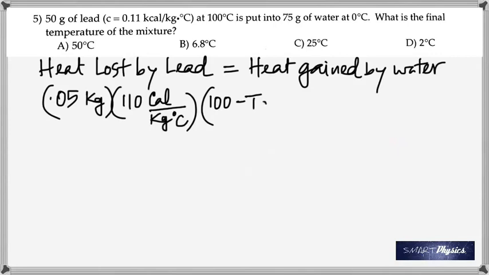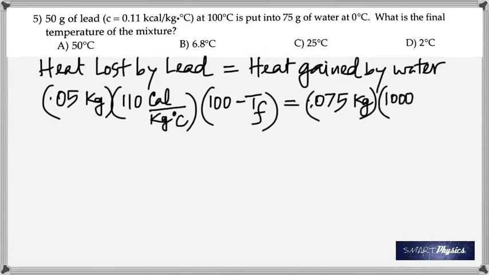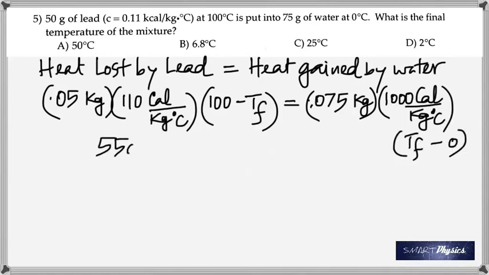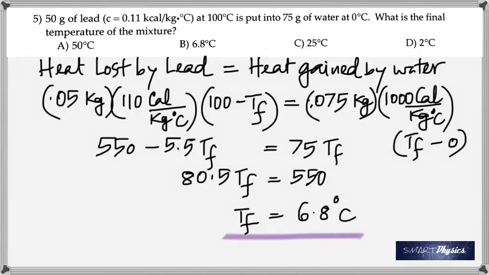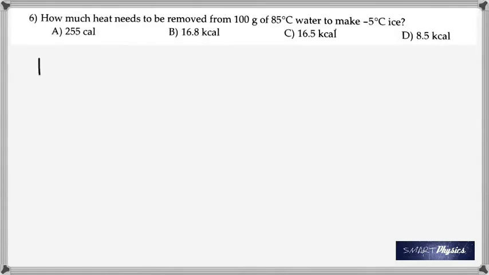Change in temperature is 100 minus the final, which we have to find. And on the other side, water 75 grams is 0.075 kilograms, and the specific heat of water is 1000 calories per kilogram. TF minus 0. Distribute. Collect the TF terms together. Divide. You get 6.8 degrees Celsius.